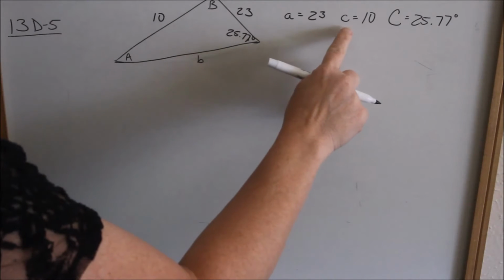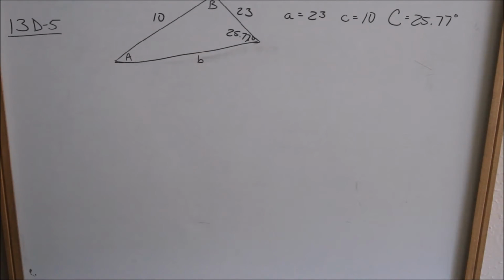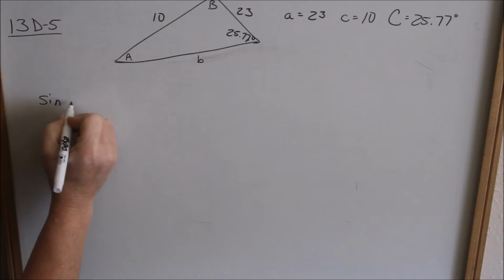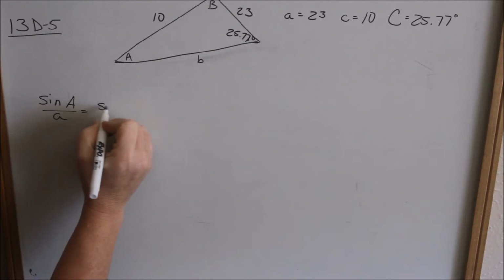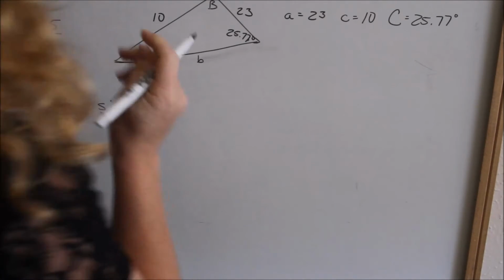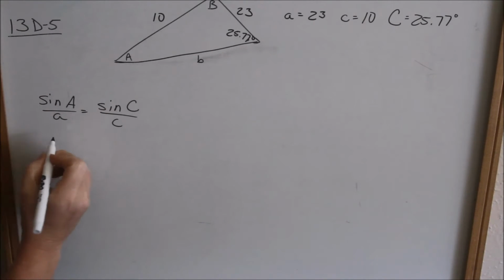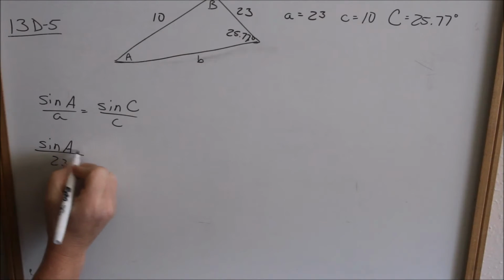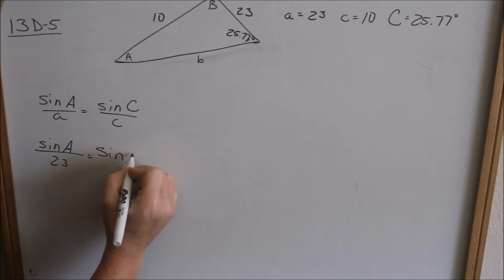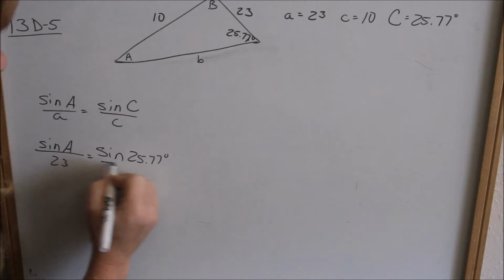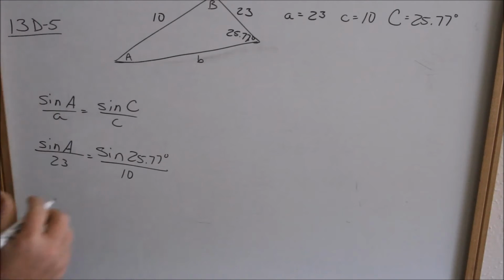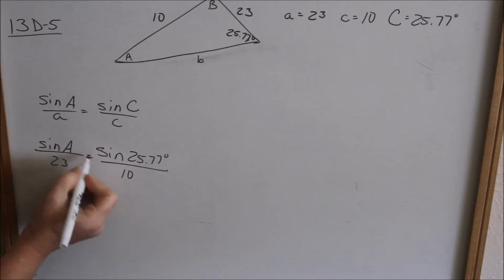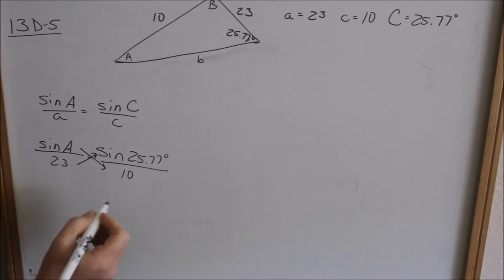So you look at what's given. I'm given C and A, so that's probably where I'm going to start. I'm going to start with sine of A, and then I'm going to use C, because those are the two things that I'm given. So plugging what I know, sine of, I don't know angle A, but I do know side A is 23. And then sine of angle C is 25.77 degrees. And then side C is 10. Remember, once you have a fraction set equal to a fraction, you should only have one unknown. I do. So I can solve this by cross multiplication.